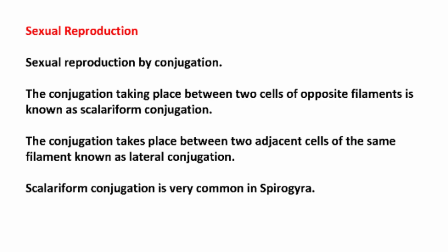Sexual reproduction is by conjugation. The conjugation taking place between two cells of opposite filaments is known as scalariform conjugation. The conjugation that takes place between two adjacent cells of the same filament is known as lateral conjugation. Scalariform conjugation is very common in Spirogyra.